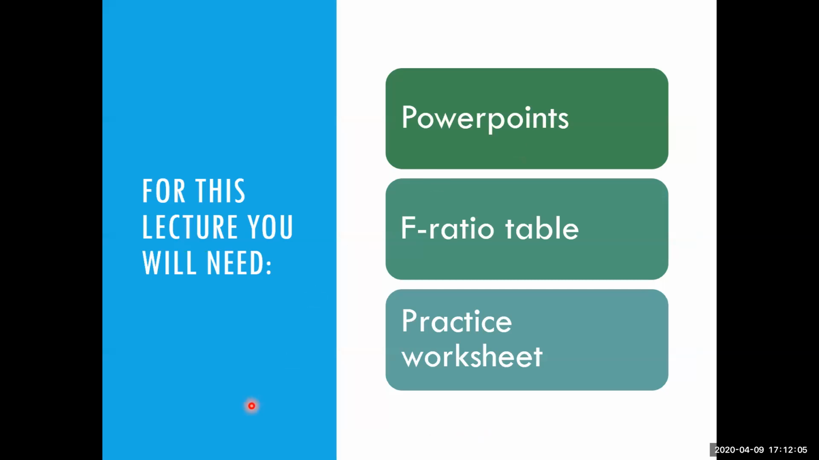Okay, so for this lecture, you're going to need the PowerPoints, and probably the other ones as well. You'll also need your F ratio table. The F ratio table is in the PDF file of tables, and it's just one page, and it literally says F distribution table at the top. I know I've attached those several times to different announcements, so make sure you have that in front of you or pull that up on your computer. And then the practice worksheet that I have included in the announcement as well.